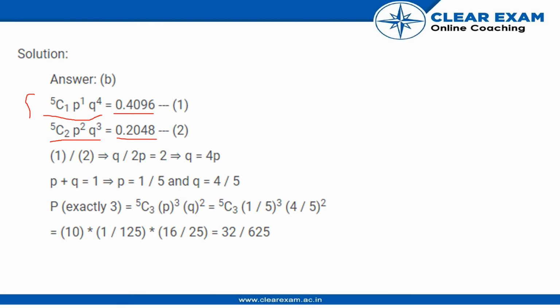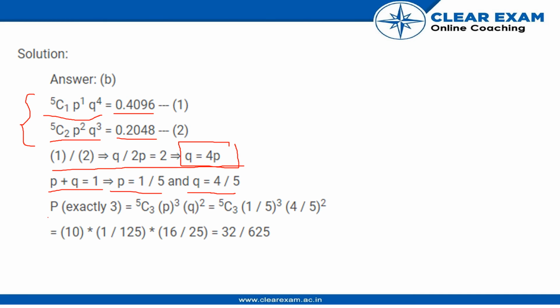Once we divide both these values, we get the relation, that is 2q by 2p is equal to 2, and we get the relation between q and p. Once we know that, we use the fact that success plus failure is equal to 1, for the probabilities. So success probability is 1 by 5, failure probability is 4 by 5.